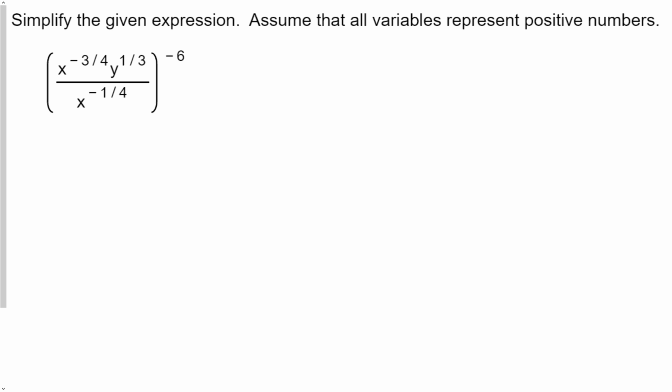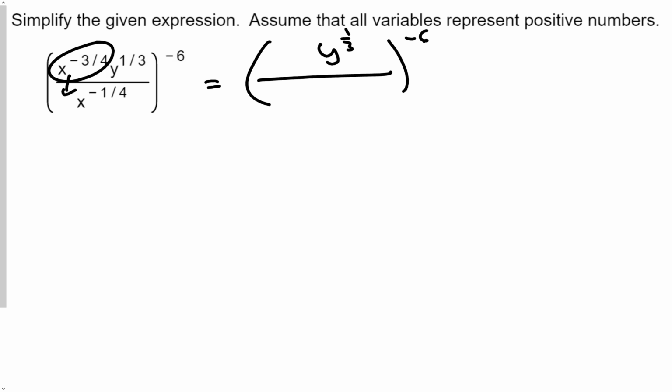A little more complicated here. Okay, so let's mess around with this a little bit. The first thing I'm going to do is leave the -6 out there for now. I'm going to take the y to the 1/3 and not do anything with it. What I'm going to do is take this and move it down to the bottom. When you move a negative exponent to the bottom of a fraction, it becomes positive. So that's 3/4 x to the -1/4.